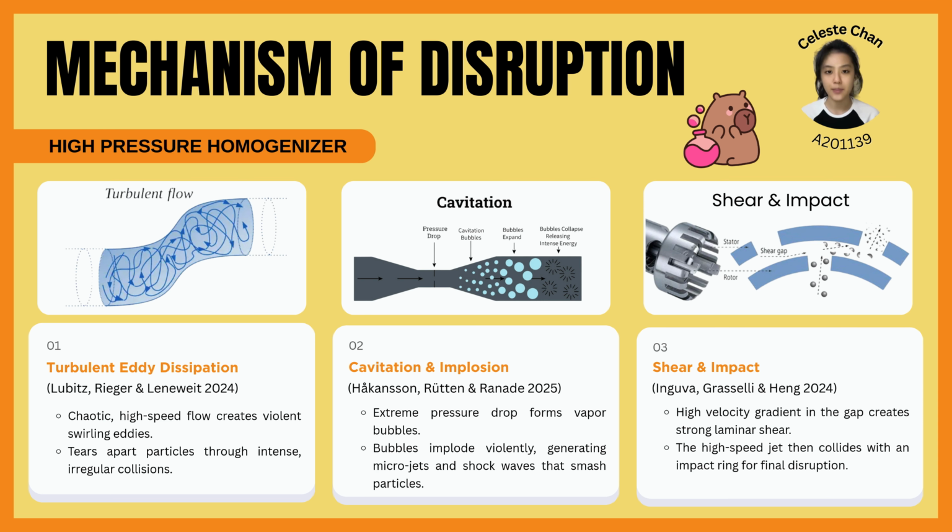Finally, shear and impact. A high-velocity gradient within the narrow gap creates strong laminar shear, stretching and weakening the particles. Immediately after, the high-speed jet collides with a hardened impact ring, delivering the final disruptive force.